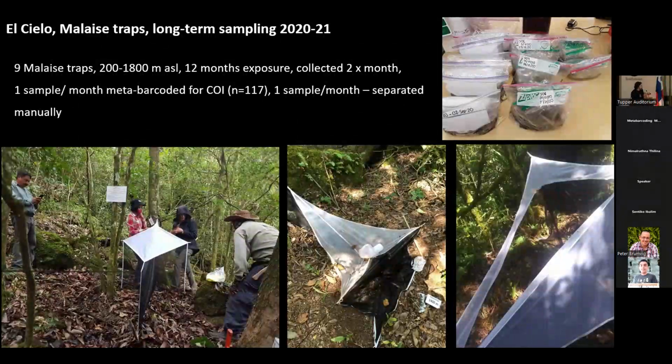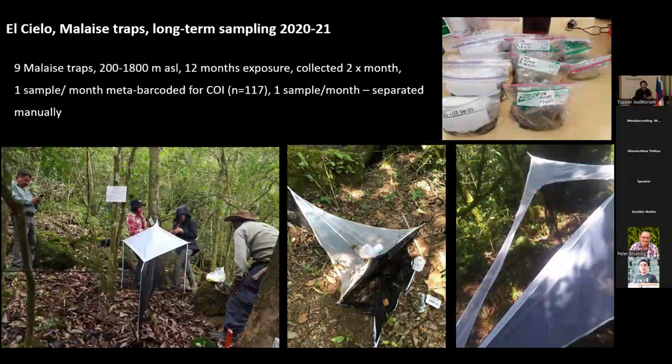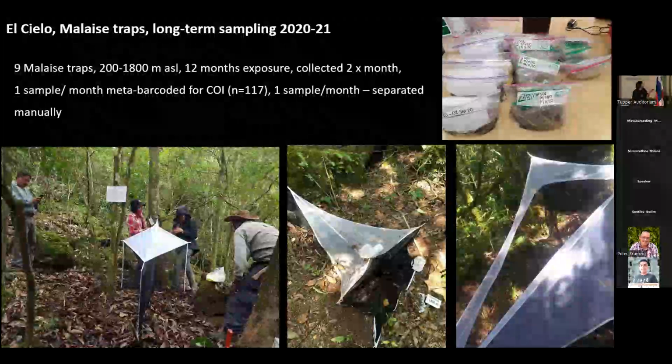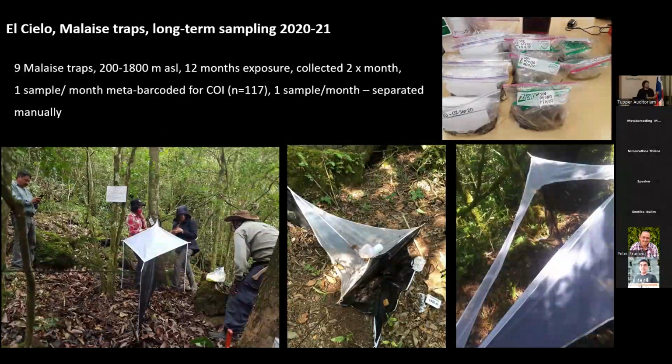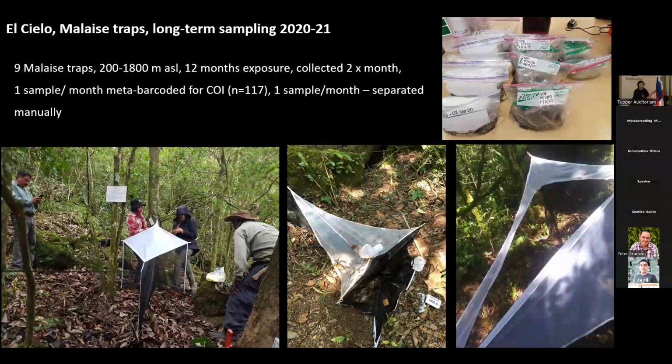So in addition to this sampling, we also did malaise traps, not necessarily to sample all the insect communities, but this was like some happy byproduct of this study. And we had 9 malaise traps situated between 200 to 1,800 meters with 12 months of exposure. We collected the samples twice a month, and then half of the samples were metabarcoded, and the second half is going to be processed in a traditional way.